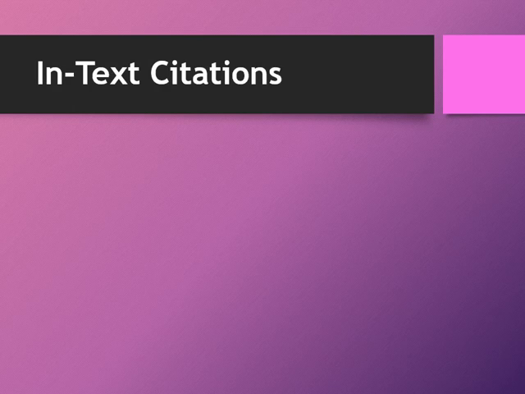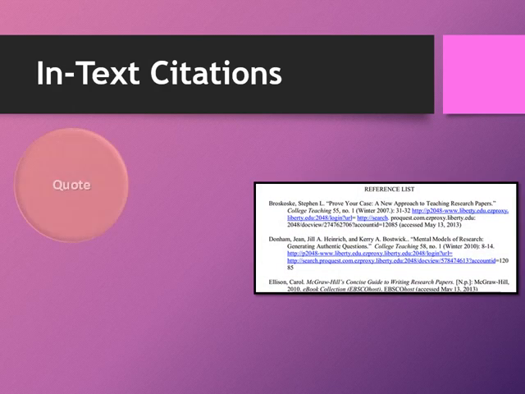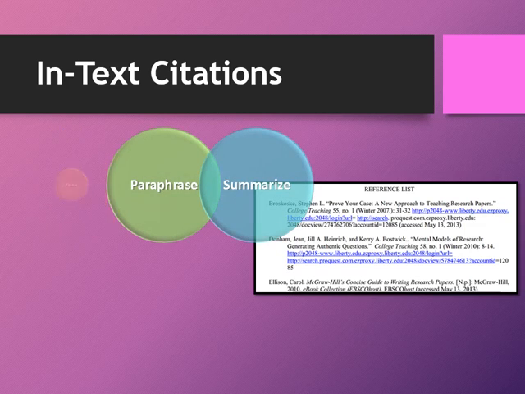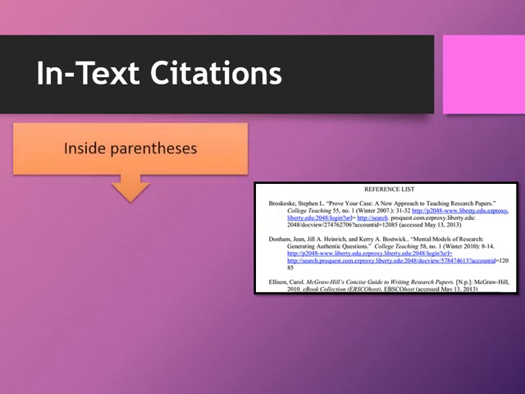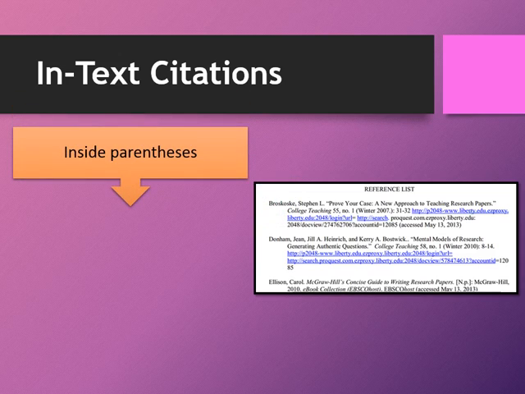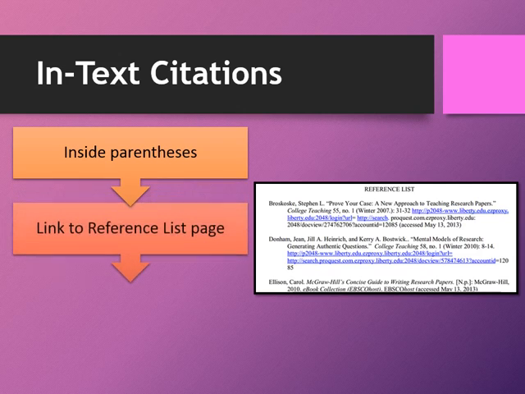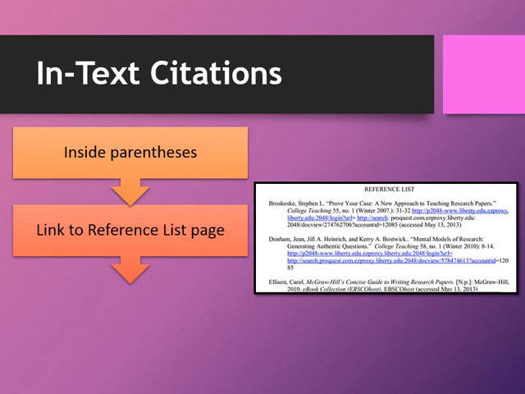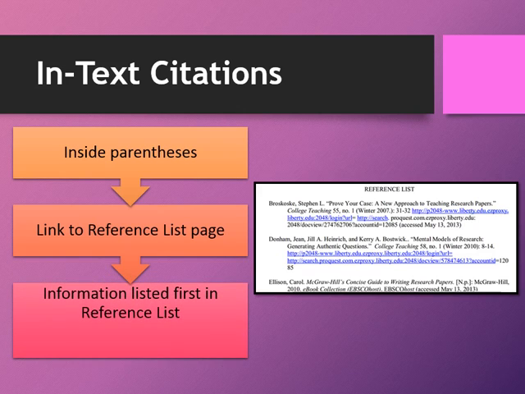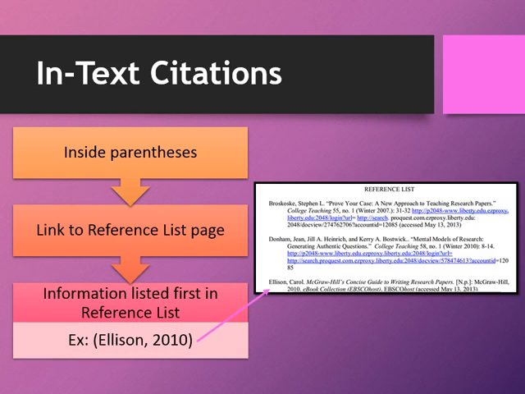Now you need to format your in-text citations. If you quote, paraphrase, or summarize a source in your paper, you need to cite it in parentheses. The in-text or parenthetical citation will contain just enough information to help the reader find the source in the reference list at the end of your paper. Whatever is listed first in the reference list entry will be used in the in-text citation. This might be the author or the title of the article, for example.